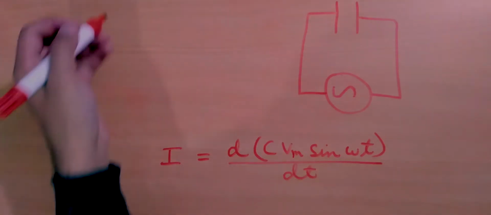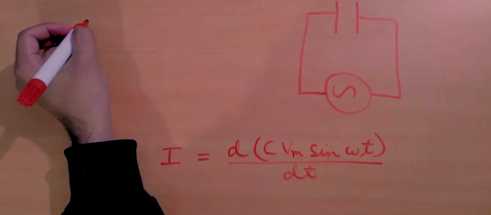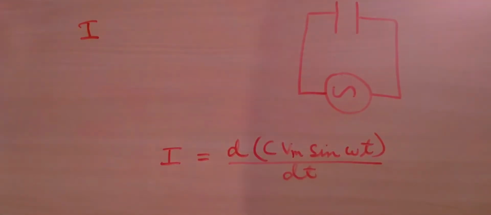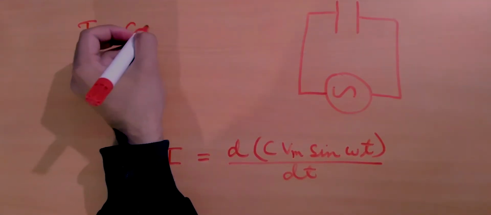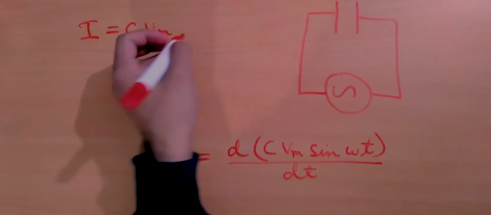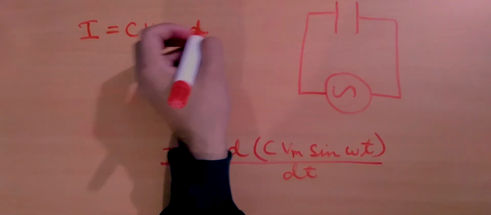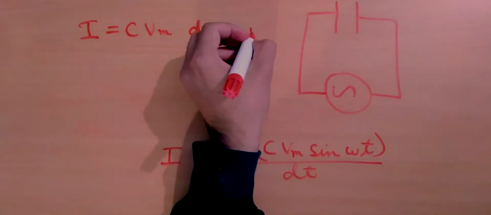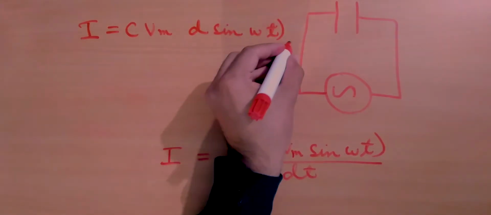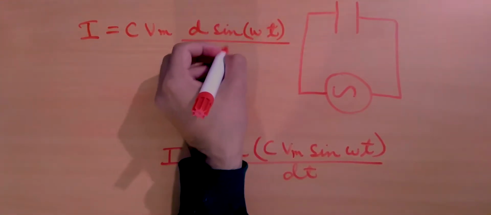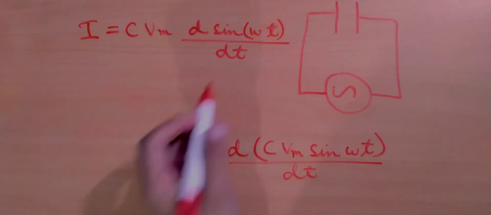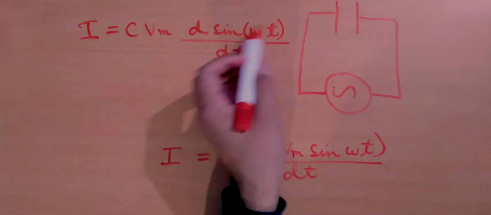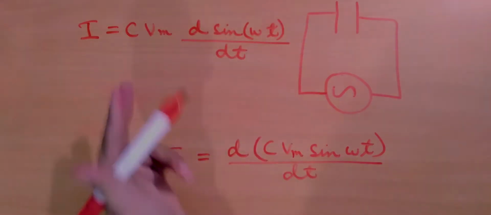I can pull them out of the derivative, and what I get is I equals C Vm multiplied by the rate of change of sine omega t with respect to t, right? And now I know that the derivative of sine of something is nothing but cos of something.